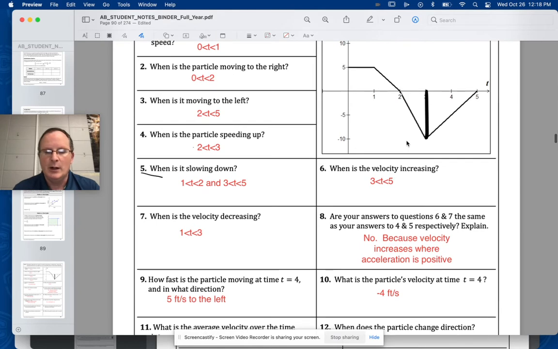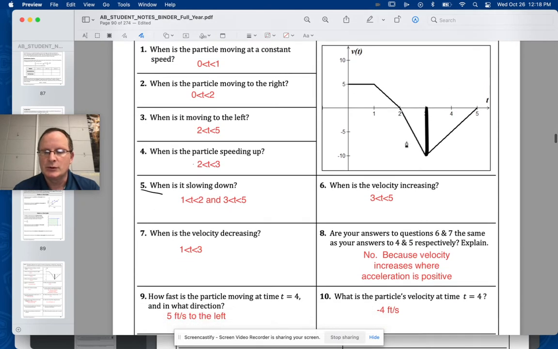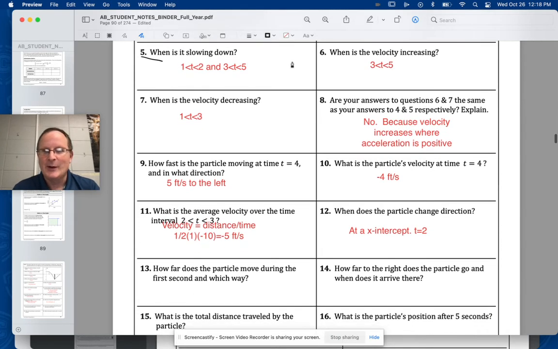How far does the particle move during the first second, and which way? Okay, so the first second, we're looking for this area right here, and that area is 1 times 5. So that is 5. I'll put a text box right there. And it moved 5 feet. 5 feet to the right.